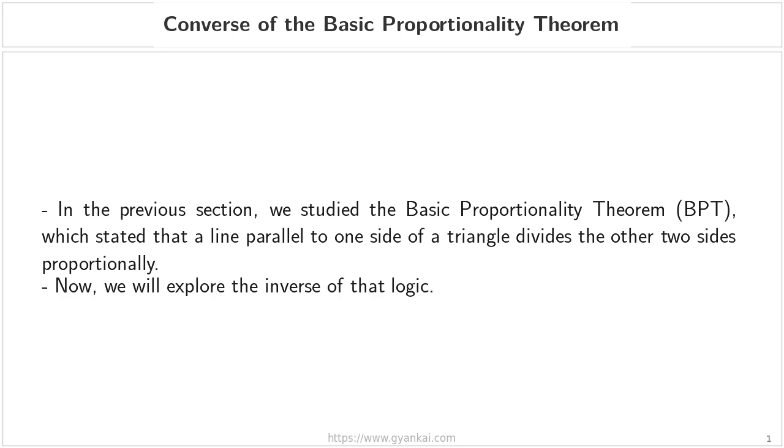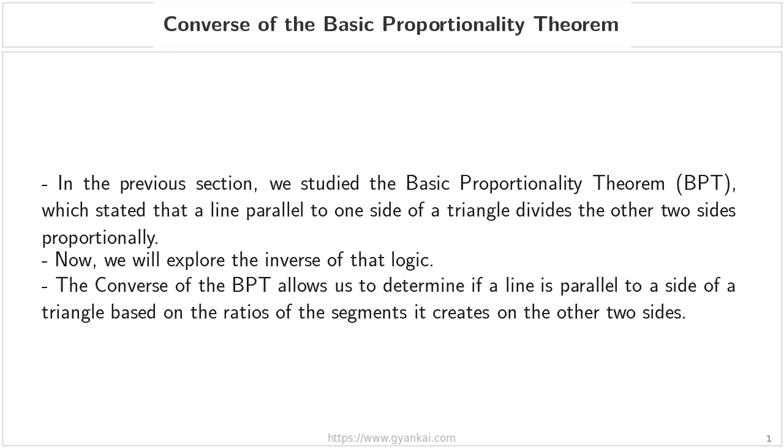Now, today we are going to flip the script and explore the inverse of that logic. Instead of starting with a parallel line and finding the ratios, we are going to look at the converse of the Basic Proportionality Theorem. This is a powerful tool because it allows us to work in the opposite direction. It gives us a way to determine if a line is definitely parallel to a side of a triangle, simply by looking at the ratios of the segments it creates on the other two sides. Let's see how this works in practice.